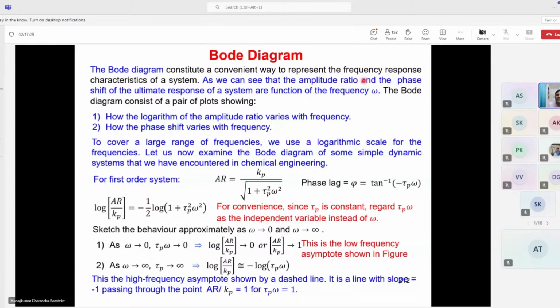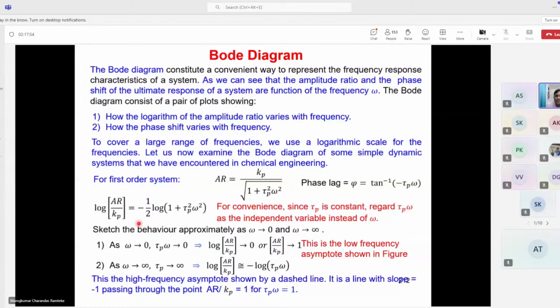The amplitude ratio and the phase angle of the ultimate response are obtained with respect to the frequency omega. Okay, it has two plots. The first plot is amplitude ratio versus frequency, and the second plot is phase angle versus frequency. These are the two plots we are looking at. Now let's look at the first order process. So for the first order process, the amplitude ratio is given as Kp divided by the square root of 1 plus tau_p square omega square.